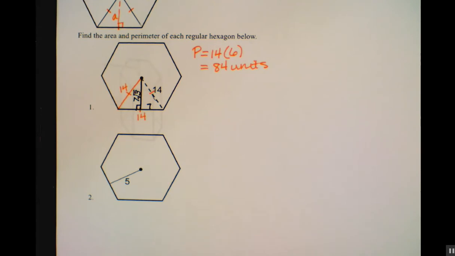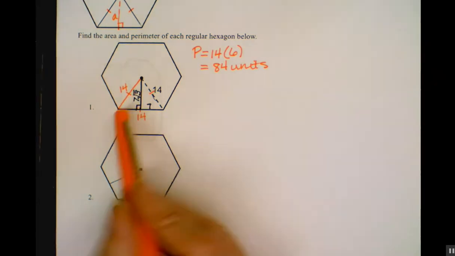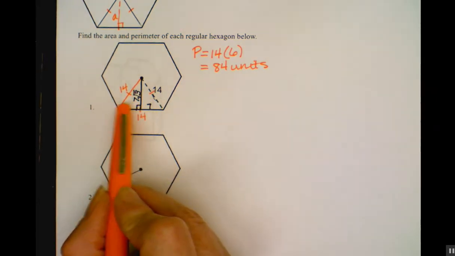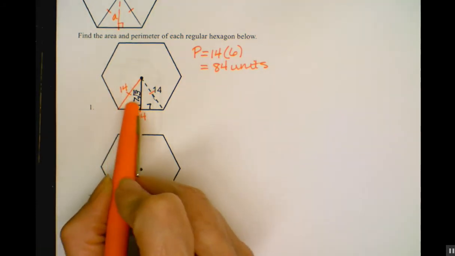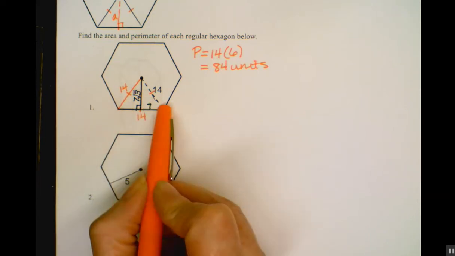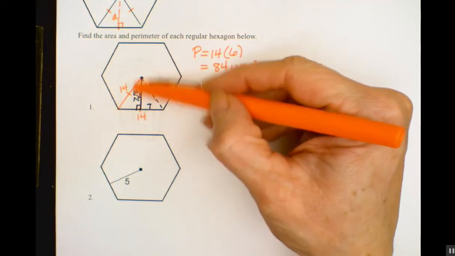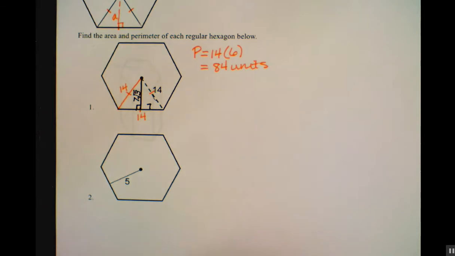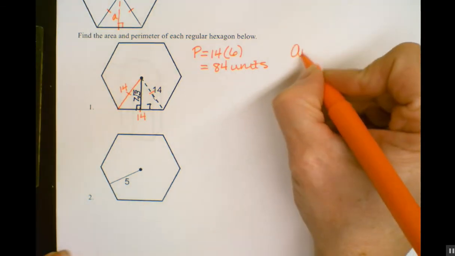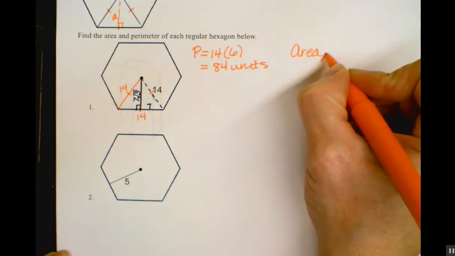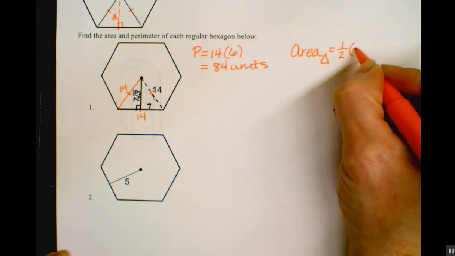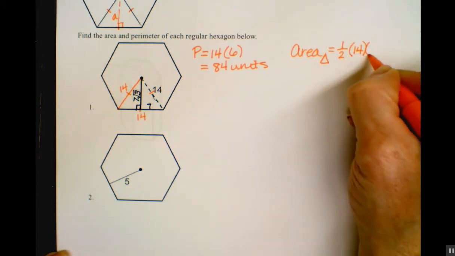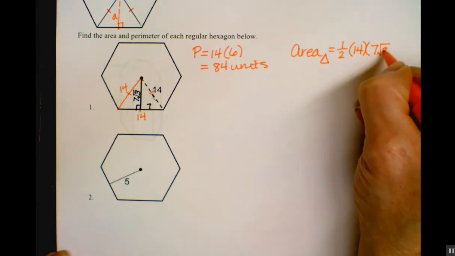Now let's deal with finding the area of the triangle. We have the base, the entire base of this triangle. Remember, we're finding the area of the equilateral triangle. So the area of that equilateral triangle has 14 as its base and 7 square root 3 as its height. So for the area of the triangle, we take 1/2 base times height, 1/2 of 14 times the height, 7 square root 3.